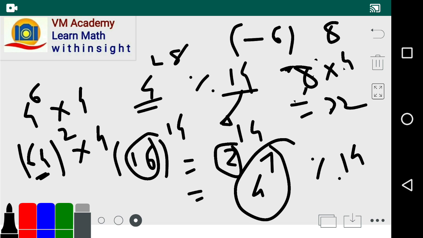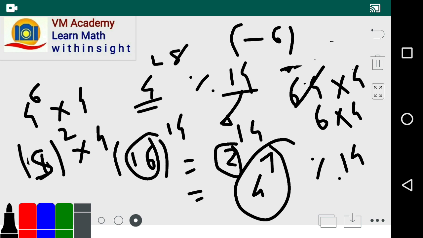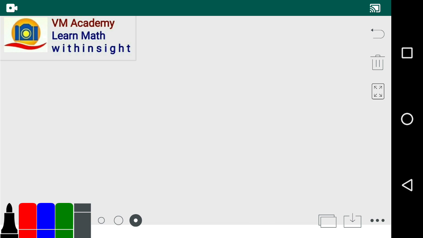Now, 32 divided by 14. So this is 8 here, this becomes 8. 8 squared is 64. 64 into 4, we can replace this by 6. 6 into 4 is nothing but 24, friends. 24 divided by 14 gives remainder 10. 8 into 4 is nothing but 32, and 32 gives remainder 4. So by this approach we get remainder as 4, friends.